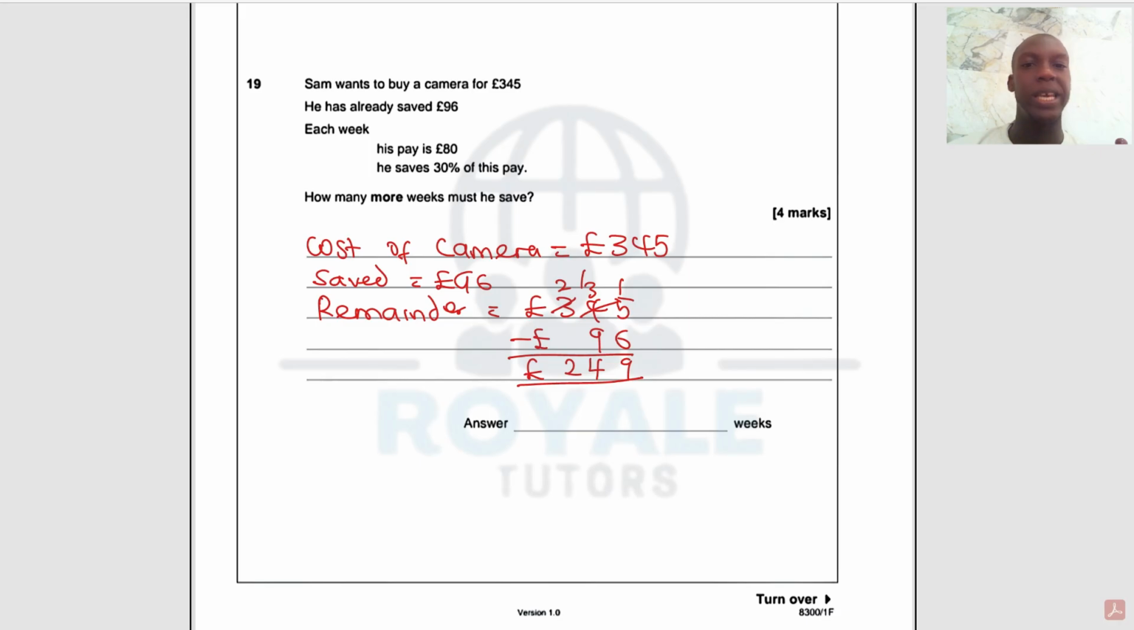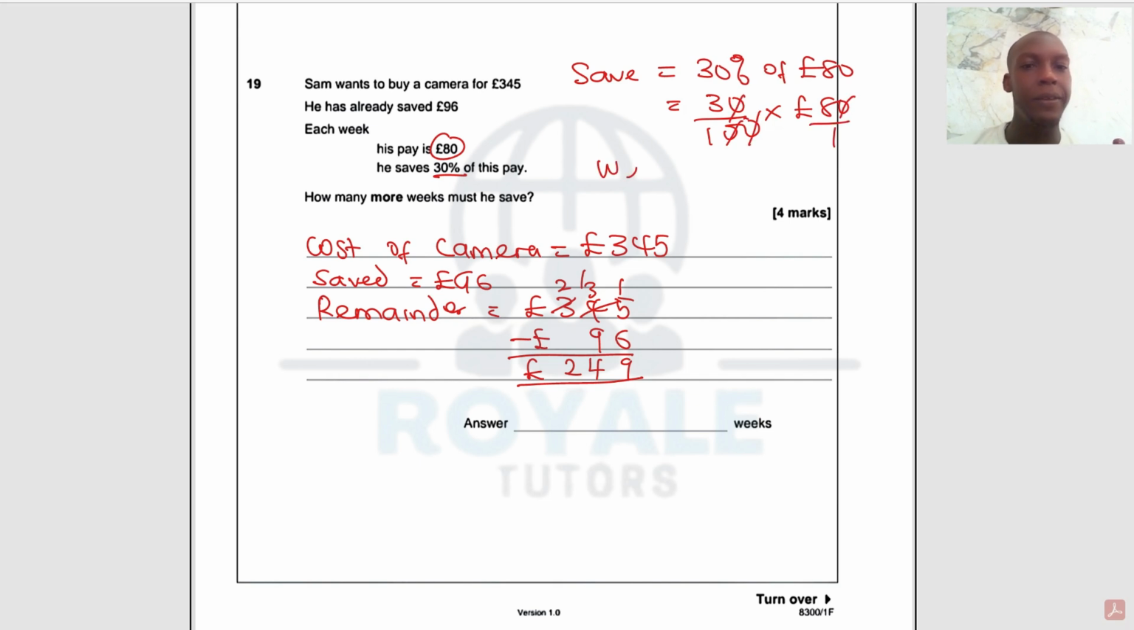Good. So each week his pay is £80. So if his pay is £80 and he saves 30%, how much does he save? It's just going to be 30% of £80, and that's 30 over 100 multiplied by 80 over 1. So you can say 0 cancel 0, 0 cancel 0. So it means that per week he saves 3 times £8, which will be £24 actually. So if he saves £24 and the remainder of the money that he has to save is £249. So how many more weeks must he save?